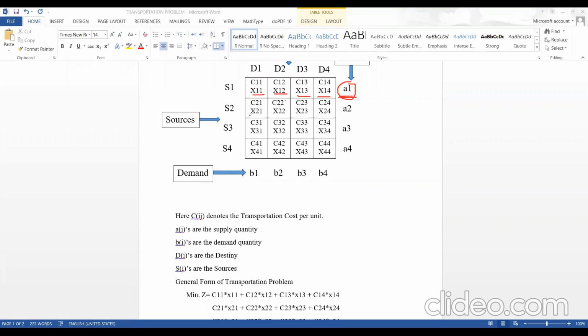Similarly, the other supply constraints are: from source S2 to different destinations, you add all the quantities supplied, and that must be equal to A2. So X21 plus X22 plus X23 plus X24 is equal to A2. Similarly, from source S3 to different destinations, you add all this, and that must be equal to A3. And similarly for S4, the total quantity supplied to different destinations must be equal to A4.